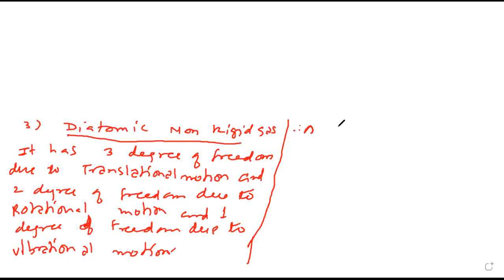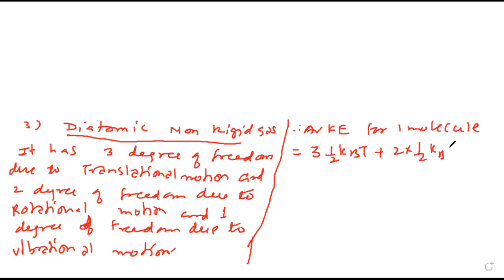Therefore, average kinetic energy for 1 molecule will be 3 × 1/2 kBT plus 2 × 1/2 kBT plus 1 kBT. Because for vibrational motion, it has got potential and kinetic energy. Total, it becomes 1 kBT. So LCM is 2, 3 plus 2, 5 plus 2, 7/2 kBT. Therefore, kinetic energy, or you can say only energy, they are one and the same.